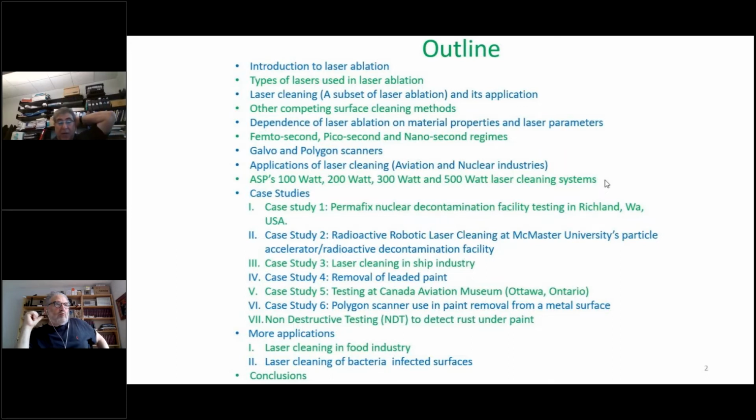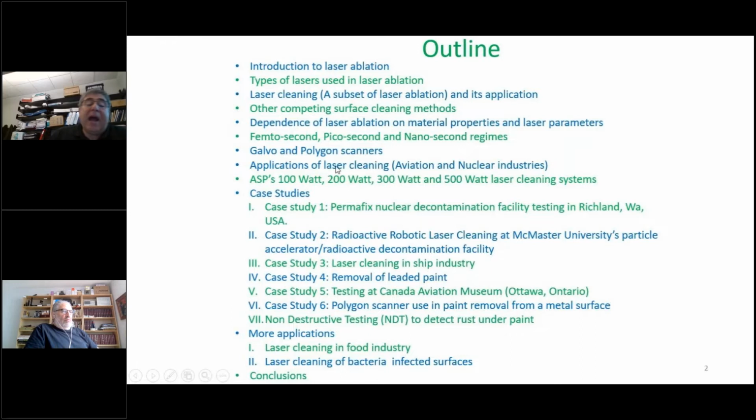I'll talk about different types of lasers used in laser ablation. We'll compare it with other competing surface cleaning methods. And we'll then go into a little bit of physics of laser ablation and talk about material properties and laser parameters, and how they will affect the laser cleaning process. We would explore different time regimes: femtosecond, picosecond, nanosecond. We would see the difference between Galvo and polygon scanners. And then we go into some applications.